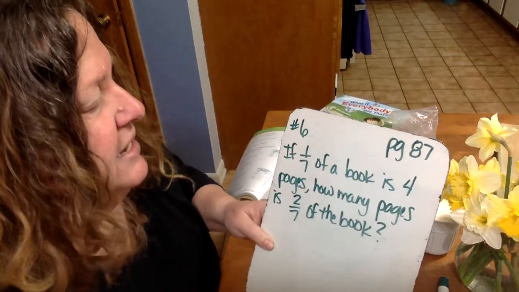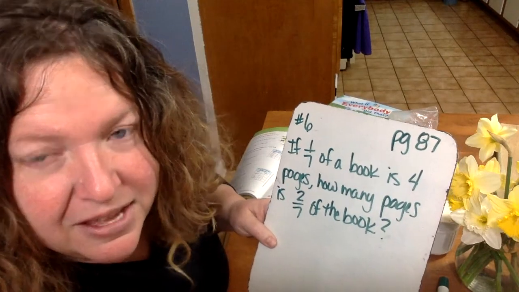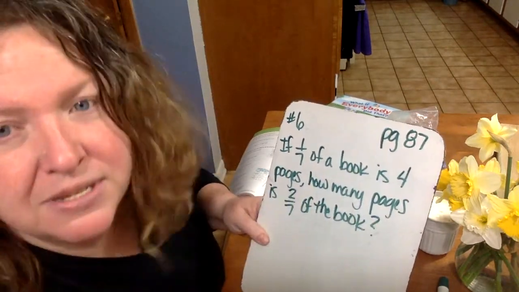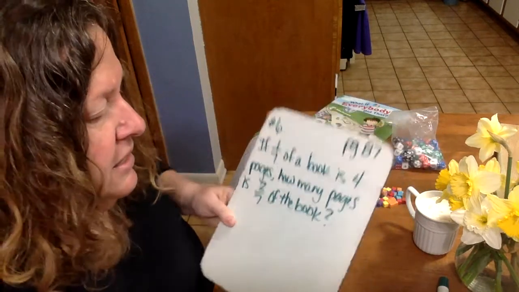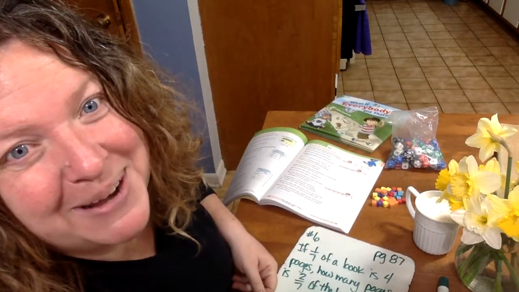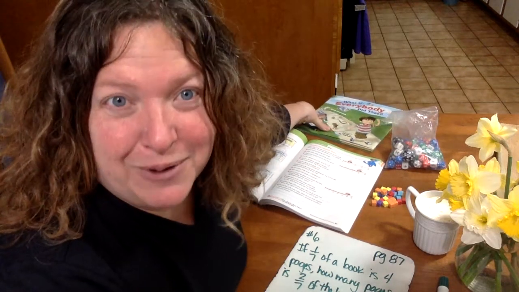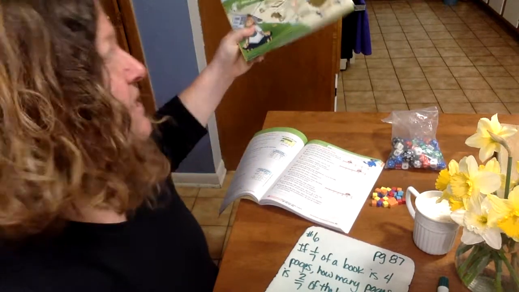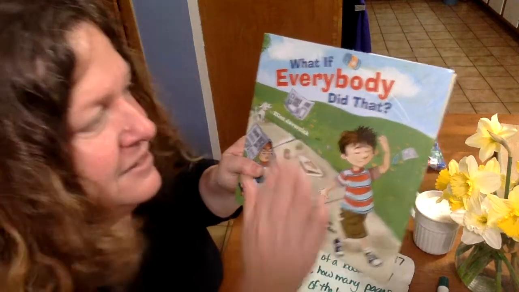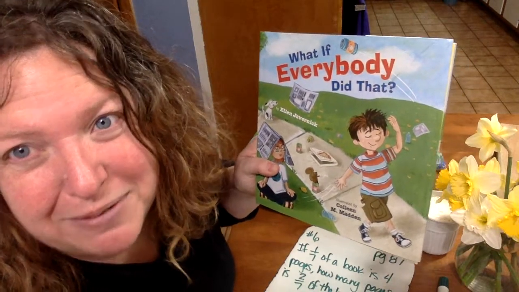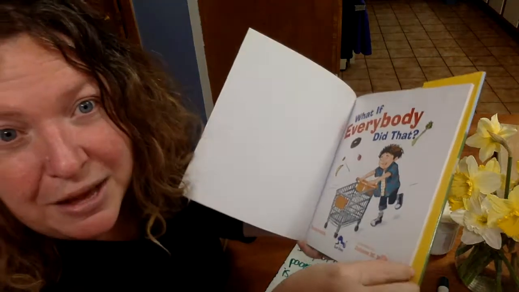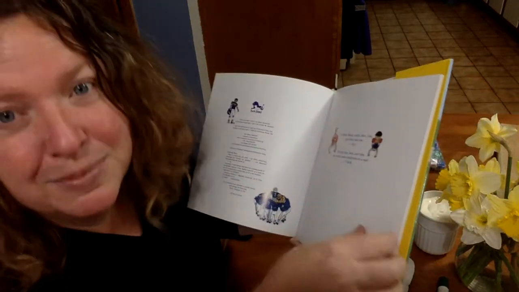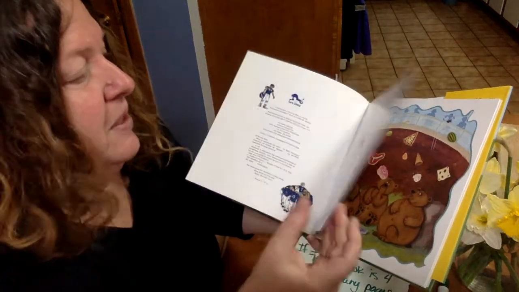Number 6 says, if 1/7 of a book is 4 pages, how many pages is 2/7 of a book? So if you say, oh, I automatically know that, good for you, fantastic. You're probably starting to understand fractions a little bit better and multiplying with fractions. But regardless, grab your book. Here's my book, What If Everybody Did That? If you haven't read it, incidentally, it's a really good book about being personally responsible for yourself in ways that help other people.